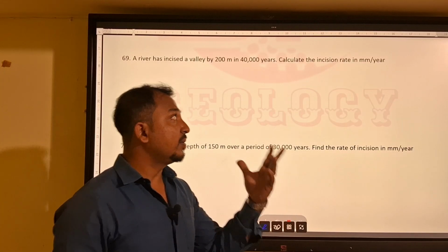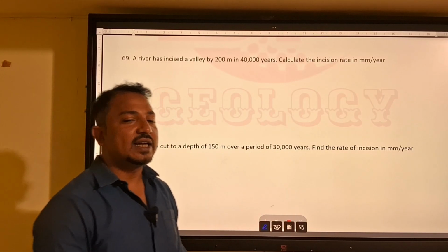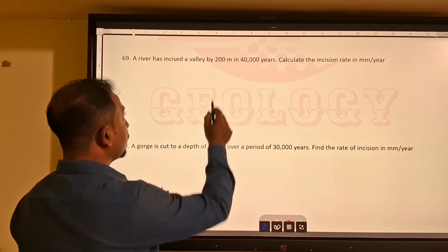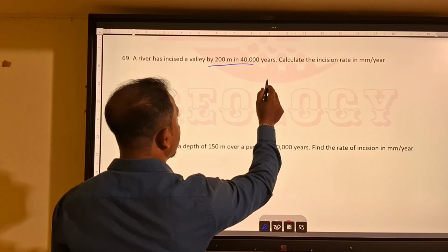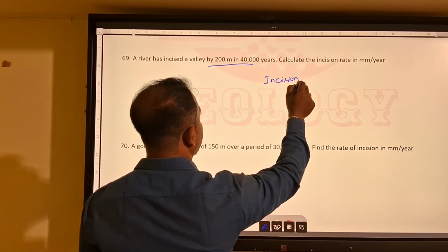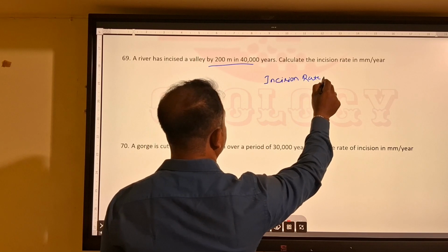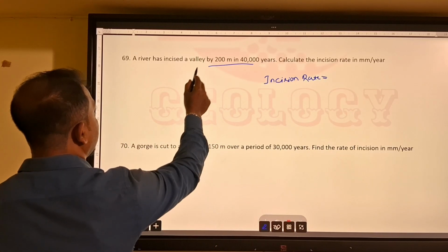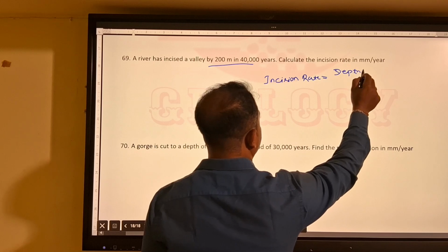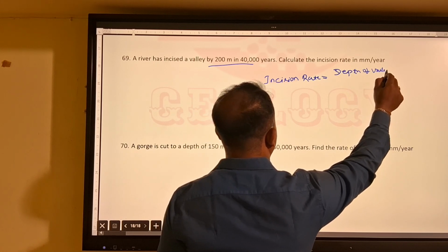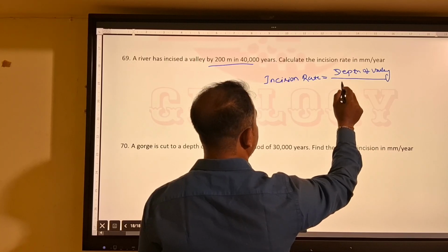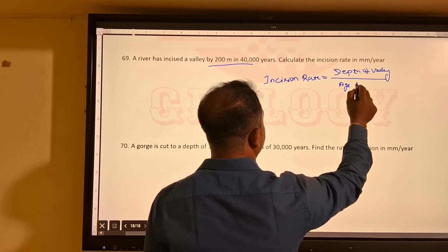Next comes another type of problem, that is rate of incision, or you can say rate of erosion. So incision rate will be depth of the valley divided by age of the valley.